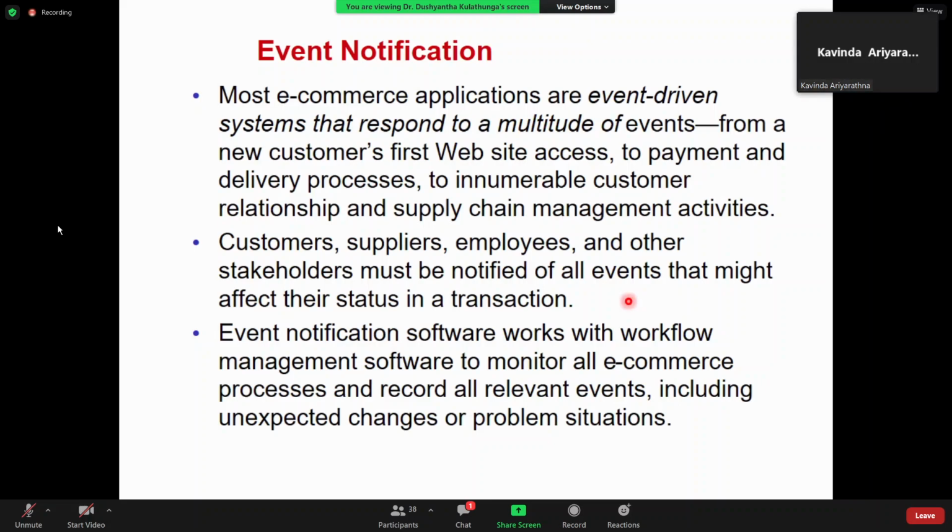Anyway, sir, this should be a two-way communication, no? Because some of the changes can happen from the end of the consumer. So those changes also need to be communicated to the supplier, as well as the changes occurring from the end of the supplier also need to be communicated to the consumer. Yes, the customer may have the option of responding to the particular events or particular communications, of course, yes.